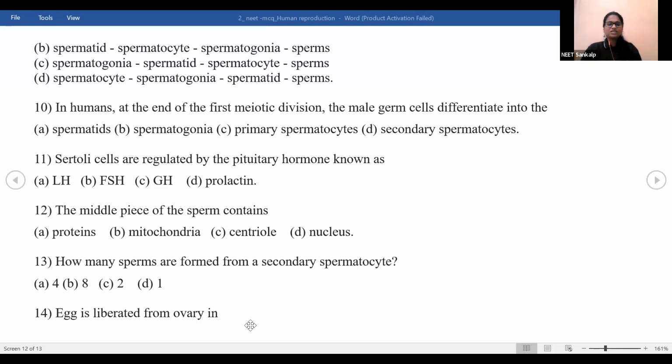Next, how many sperms are formed from a secondary spermatocyte? Option A, 4; option B, 8; option C, 2; option D, 1. The first answer is given by Anvita as option A. Then Jyoti, Netravati, Nagini as option A, as well as Priyanka, Nagalambika, Manikantha. You are saying 4. So let us confirm it.